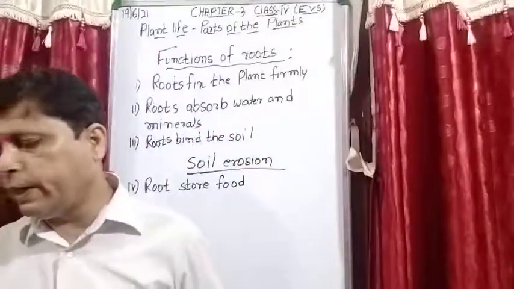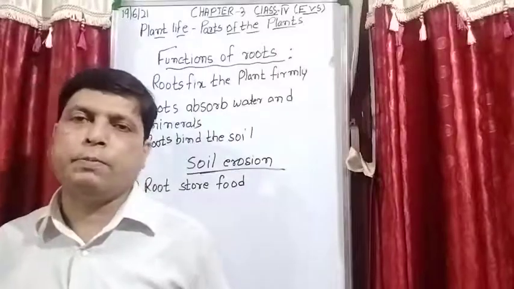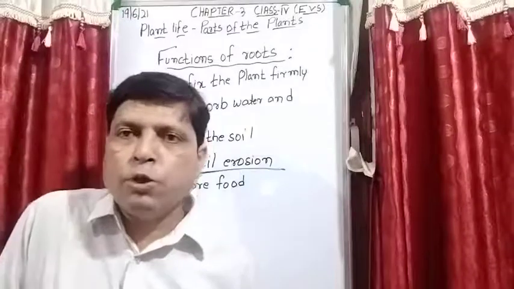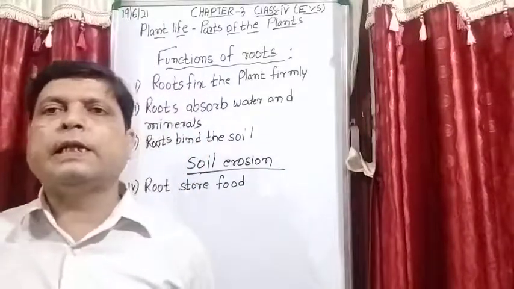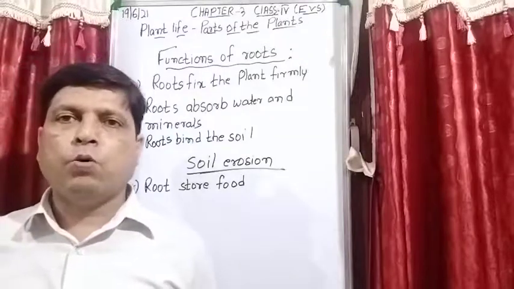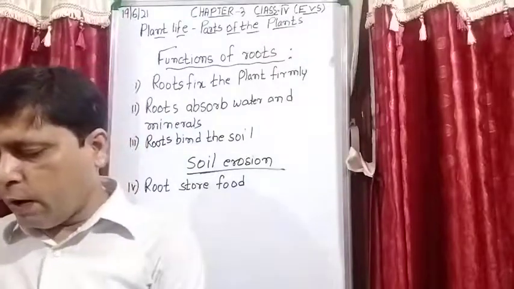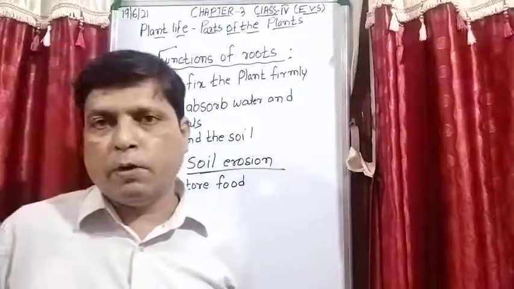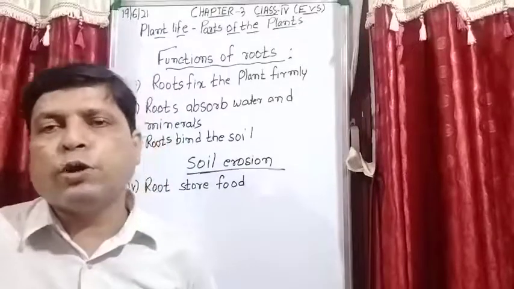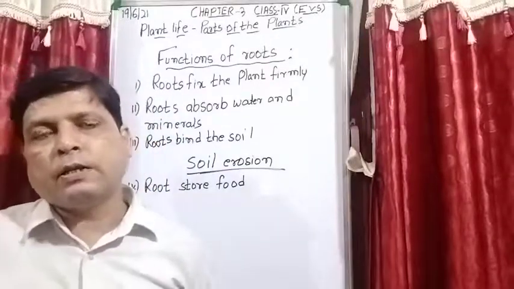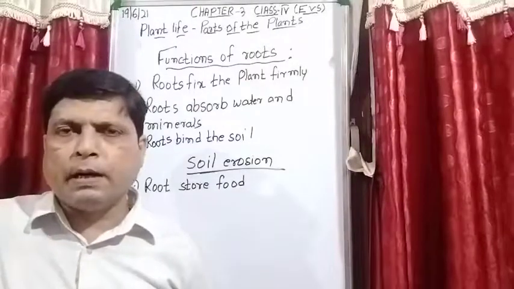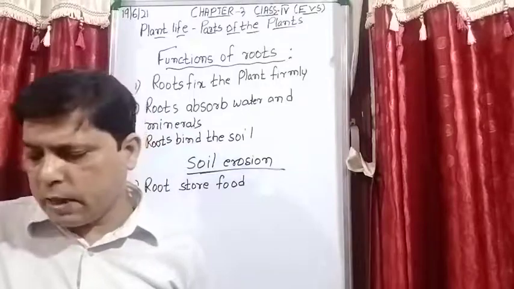So I have already discussed this when I explained the special roots. Why do we call it a special root? Because these roots store food. This is also one of the functions of the root, that roots store food. Is it clear? This type of root is known as a tuberous root, and examples are turnip, carrot and radish.